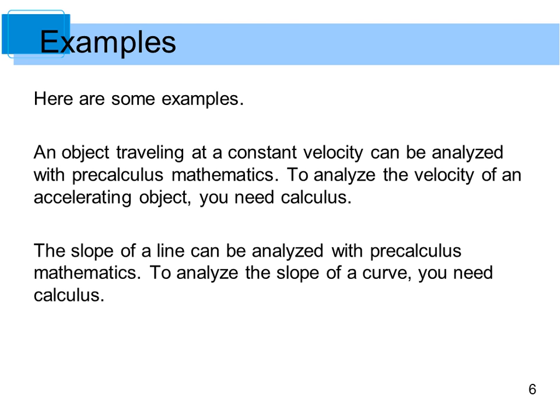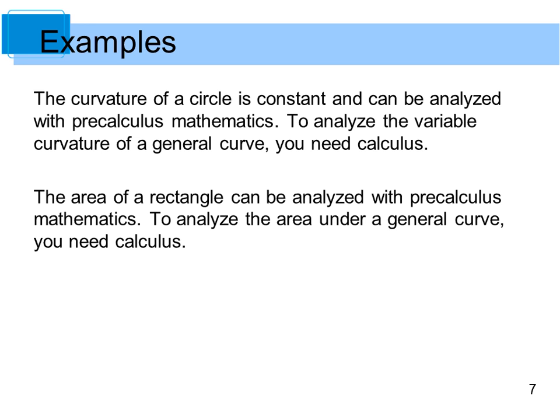So to find the instantaneous velocity if you're accelerating takes calculus. It's just a derivative. It's pretty easy. But do you see the difference there? That's called an instantaneous rate. So the slope of a line can be analyzed with precalculus. To analyze the slope of a curve, you need calculus. That's one example.